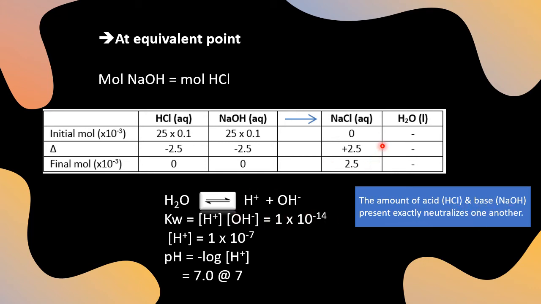So in this case, water. The dissociation of the water is H plus ion plus hydroxide ion. So Kw equal to concentration H plus times concentration of hydroxide equal to 1 times 10 to the power of negative 14. So actually, the concentration of H plus is equal to the concentration of hydroxide. In this case, it is 1 times 10 to the power of negative 7. If we just negative log the concentration of this one, then we will get pH equal to 7 at equivalent point.